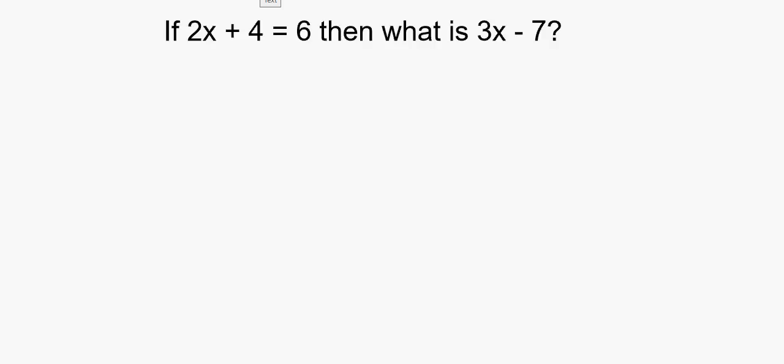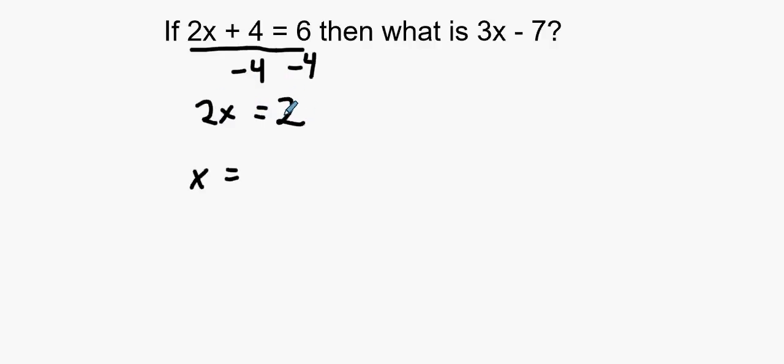We begin by solving the equation to find the value of x that'll make it true. So we need to first solve 2x plus 4 equals 6, getting x by itself. Certainly we can do this, right? What's our first step to solve for x in the left equation? Subtract 4 from both sides, giving me now just 2x equaling 2. Finish off by dividing both sides by 2. Couldn't be easier.